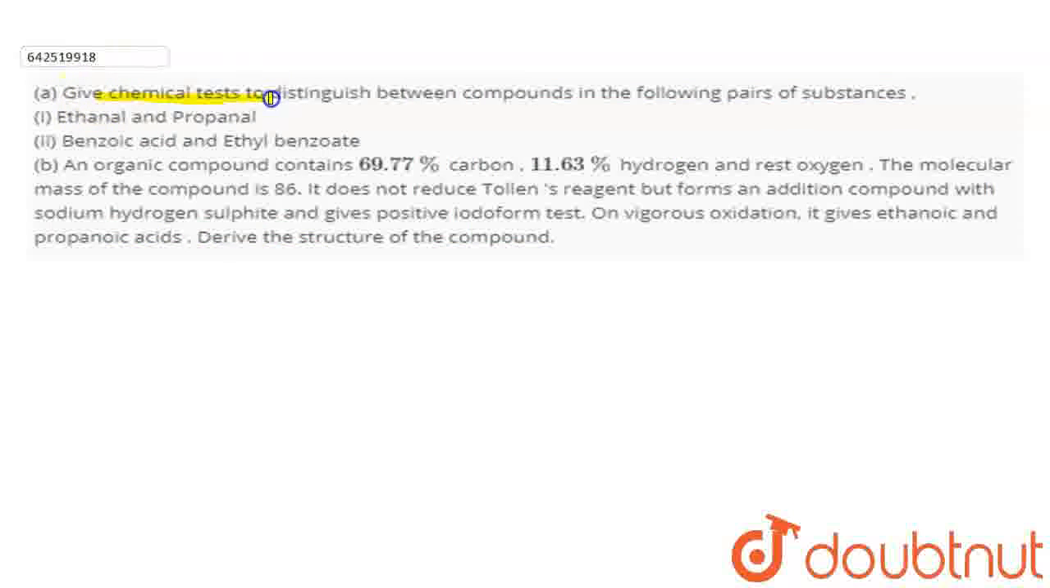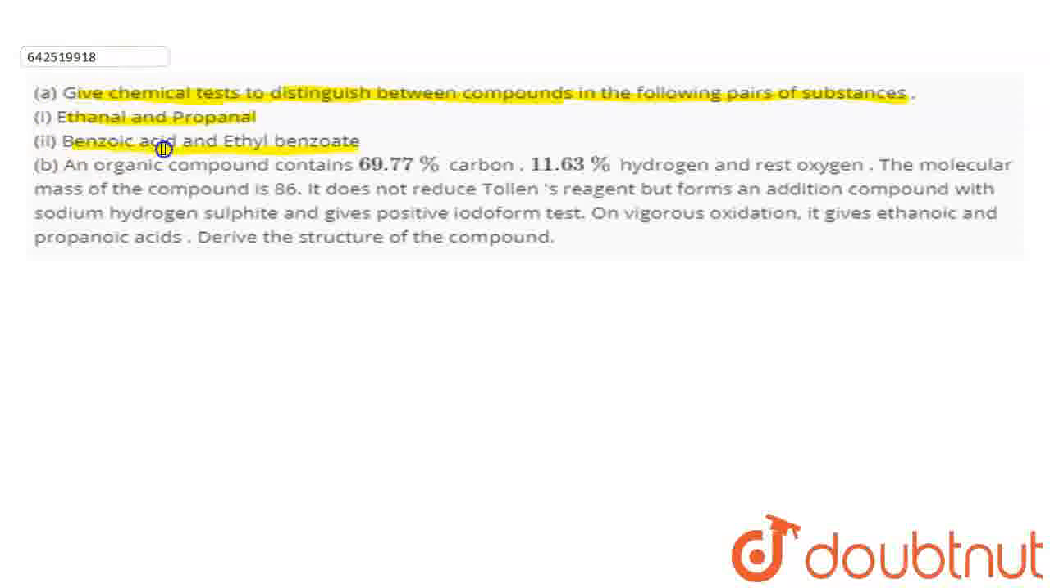Hello everyone, the question is: give chemical tests to distinguish between compounds in the following pairs of substances. Basically, in this part of the question two pairs of substances are given which we have to distinguish between by giving suitable chemical tests. The first pair is ethanal and propanal, and the second pair is benzoic acid and ethyl benzoate.